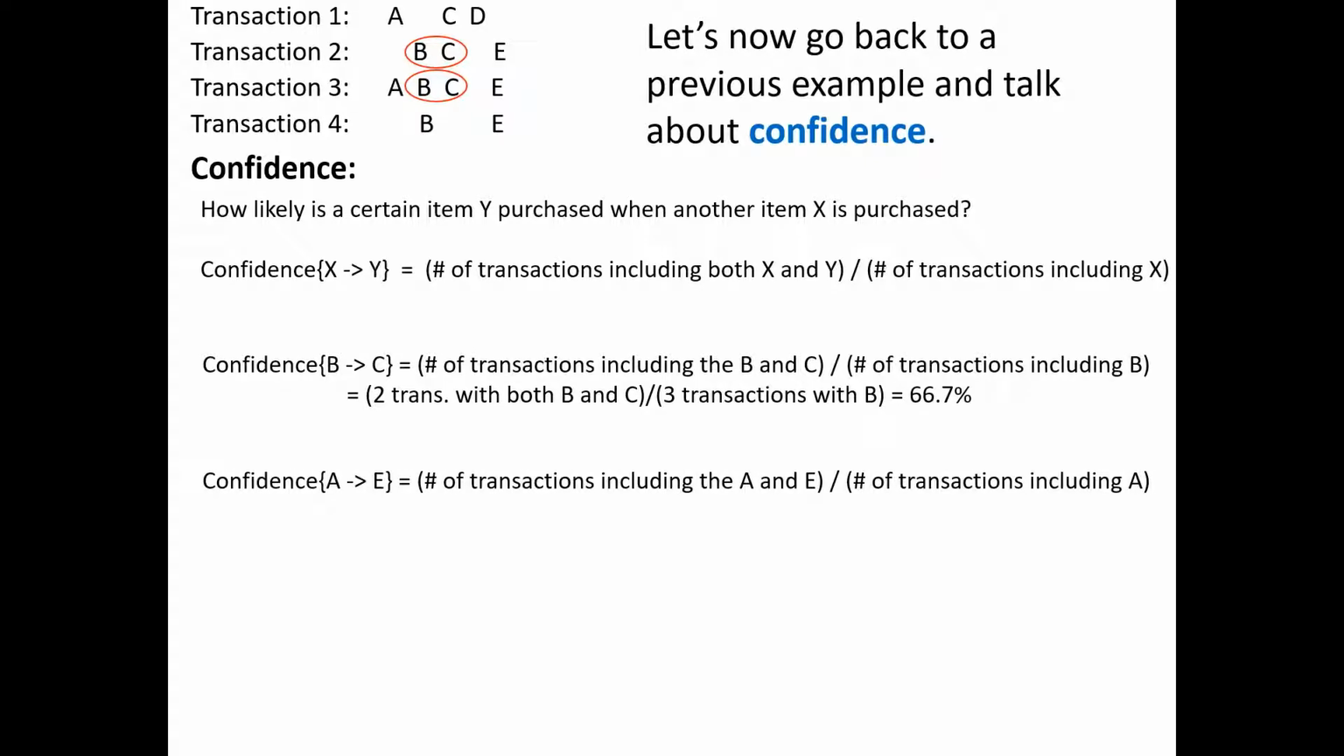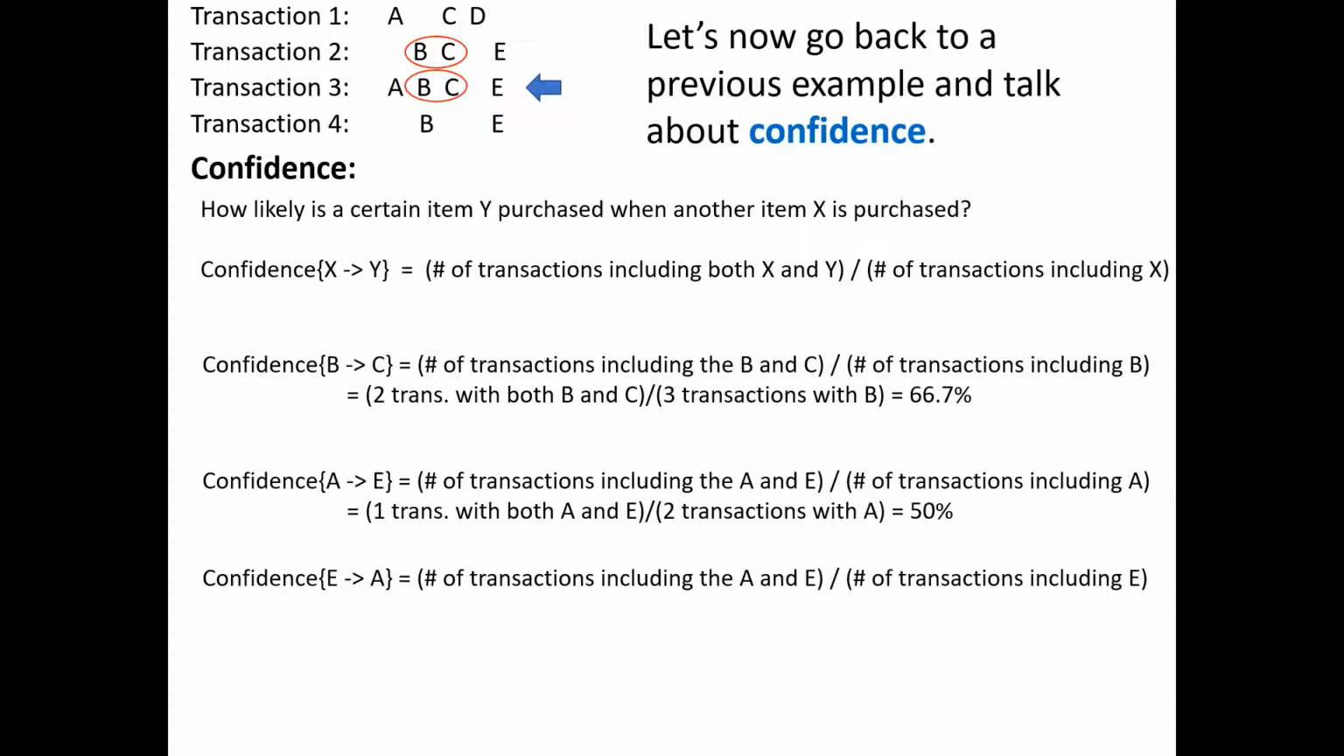For this one, this is the confidence of E given A. So how likely is it that E will be purchased given that A is also being purchased? The formula is the number of transactions including A and E divided by the number of transactions including A. There's only one transaction with A and E. So we'd have 1 divided by 2, since 2 transactions include A, which is 50%.